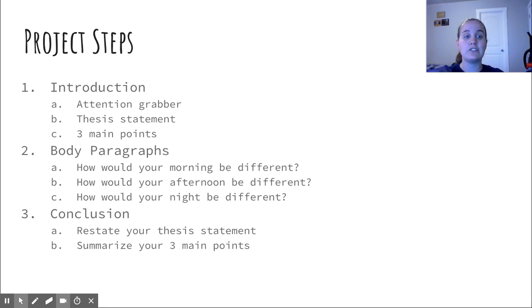It might help you to actually go throughout a day before you write the essay and just ask yourself, what would this task be like if I was in a wheelchair? What would this task be like if I was elderly? And then write those ideas down to help you figure that out. So that's option number one.